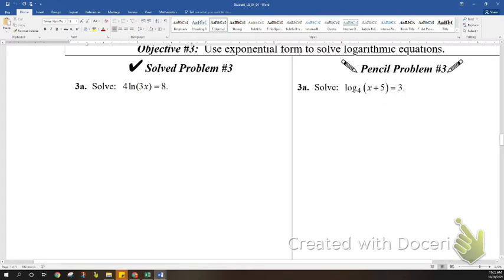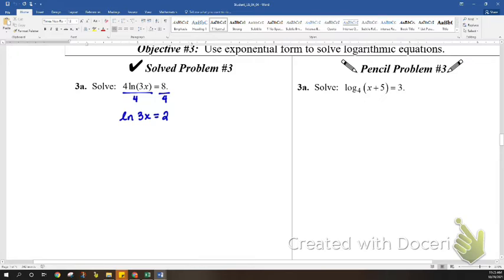All right, so the first thing let's do is let's get our logarithm by itself. Just like we just got the exponential part by itself, you have to get the log by itself before you can do anything else. So I need to get this by itself, so we can get rid of that 4 by dividing both sides by 4. And so we have the natural log of 3x equals 8 divided by 4 is 2. Now, we're in log form.